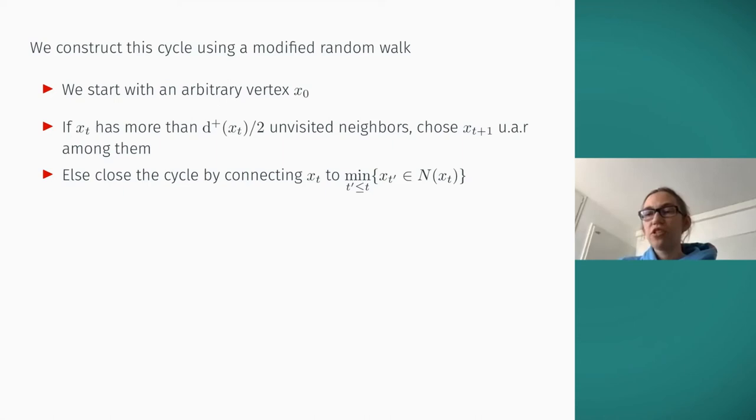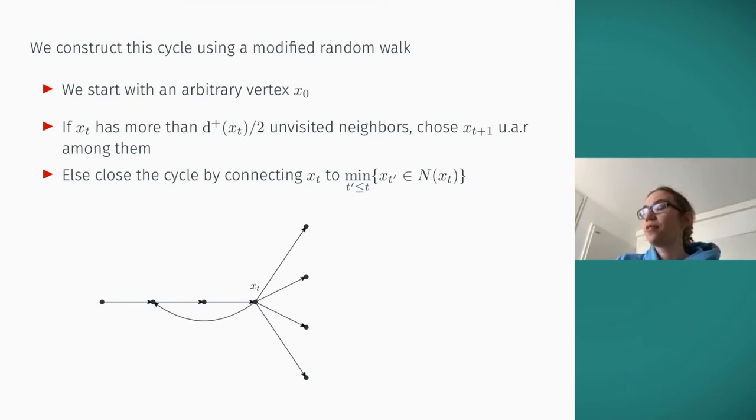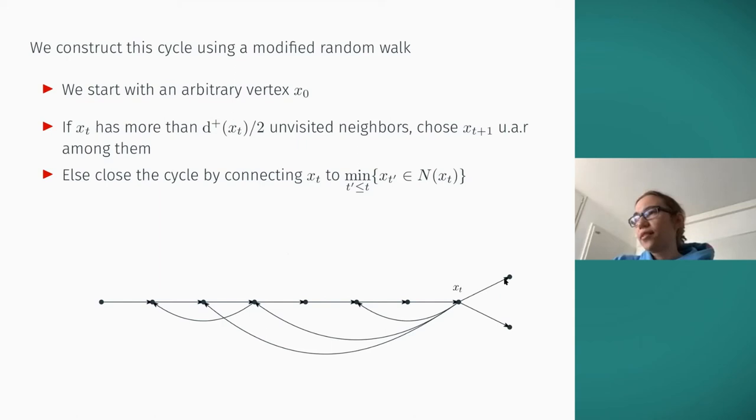So let's see some example of this. We start walking somewhere, and maybe at step xt, we're here, we have one neighbor on the path and four unvisited neighbors. So we just choose a uniform random neighbor from here. Maybe we choose this one, we go here. And maybe at some other point in time, we encounter a vertex that has only two unvisited neighbors, but already three on the path. And then we say, okay, I mean, we could continue, but we decide not to. We just say, okay, now it's time to close the cycle.